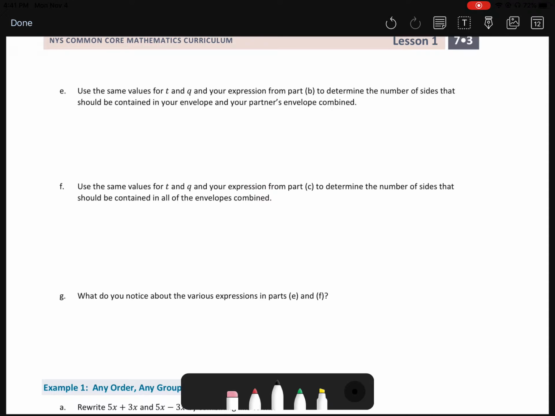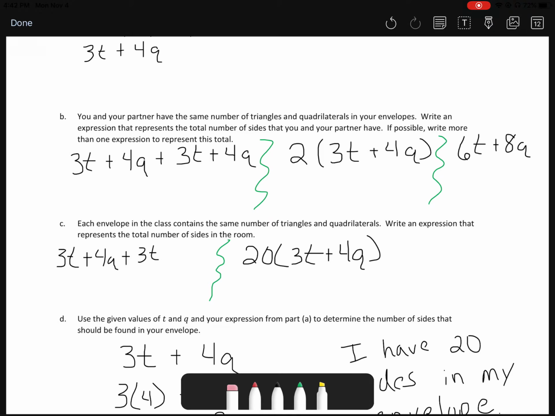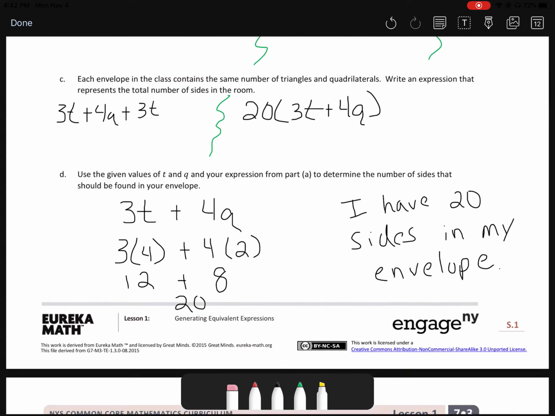Next, let's go on to E. Use the same values for T and Q in your expression from part B to determine the number of sides that should be contained in your envelope and your partner's envelope combined. So let's go back to part B. And remember, we can use any one of those 3 expressions. I like to use the middle one. That one's probably the easiest for me, but you can use any of the 3 expressions.